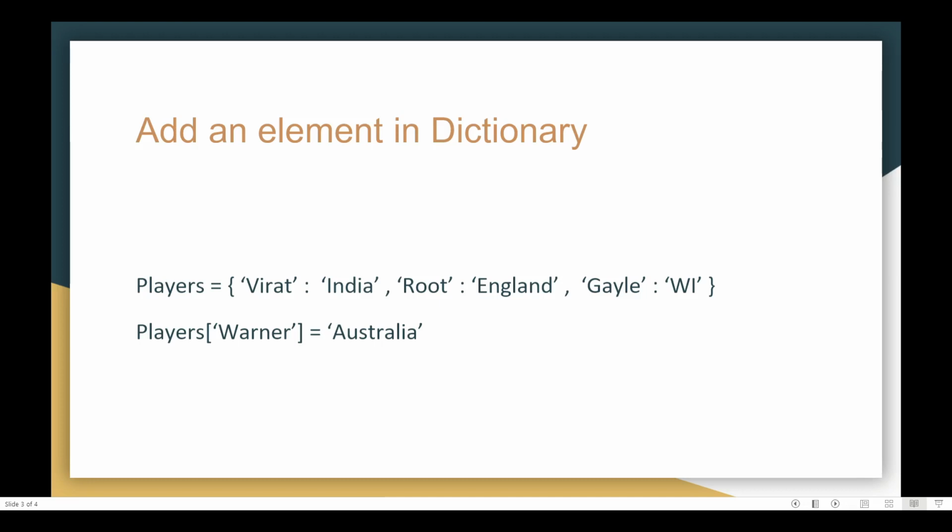What if we want to add an element in the dictionary? What if we want to add a key and value pair in the players variable dictionary? We can do that by simply writing players, then square bracket. Here I have written Warner equals to Australia. This would be our fourth key and value pair in this particular players variable. So this is how we can add an element in the dictionary.